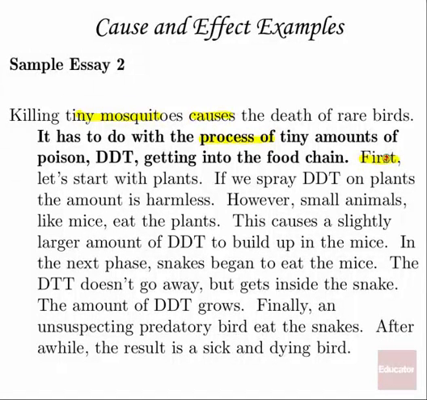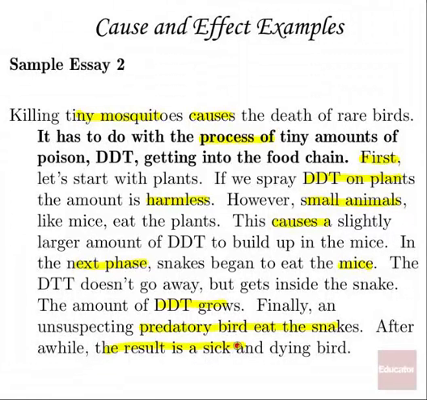First, let's start with plants. If we spray DDT on plants, the amount is harmless. However, small animals like mice eat the plants. This causes a slightly larger amount of DDT to build up in the mice. In the next phase, snakes begin to eat the mice. The DDT doesn't go away, but gets inside the snake. The amount of DDT grows. Finally, an unsuspecting predatory bird eats the snakes. After a while, the result is a sick and dying bird.